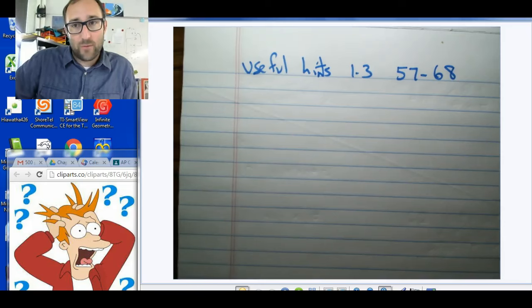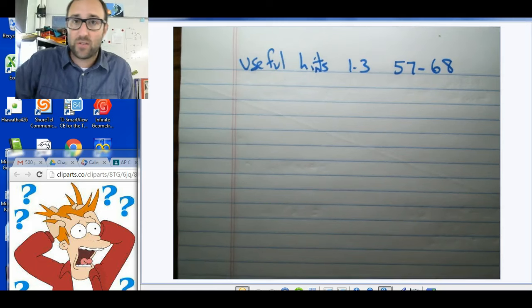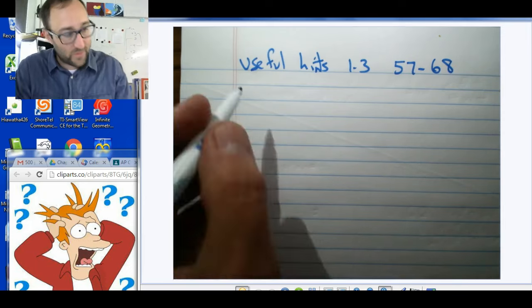Hey guys, here's some helpful hints for 1.3, numbers 57 through 68. I'm actually going to skip 57 because it's in the back and you can kind of see how that one goes. So we're going to look right to 58.